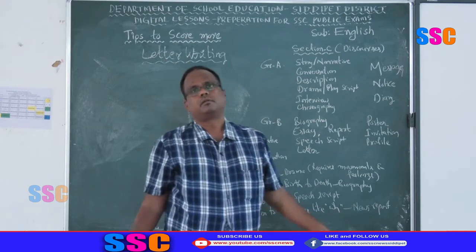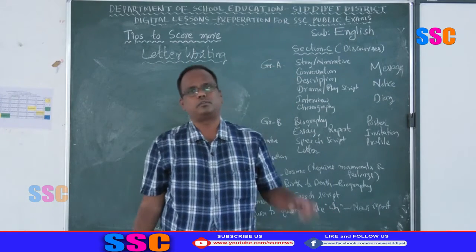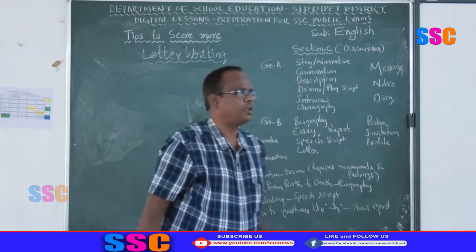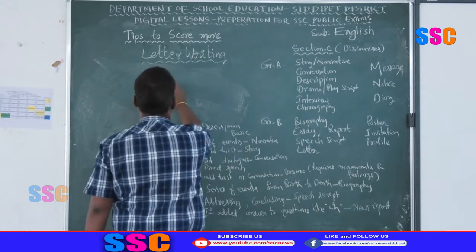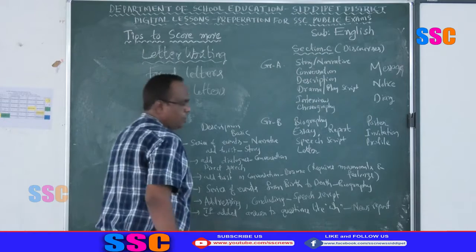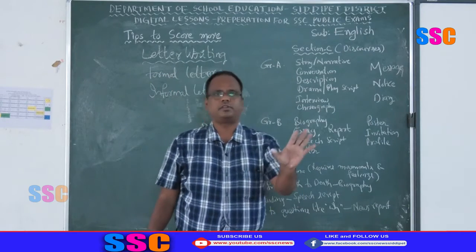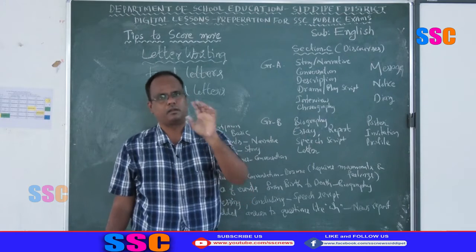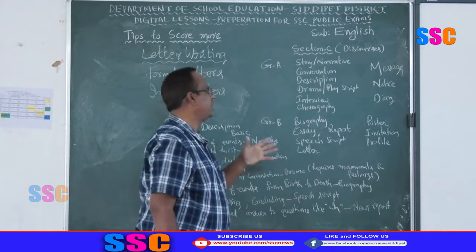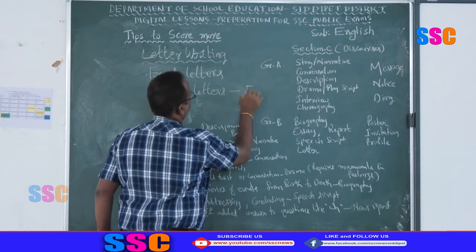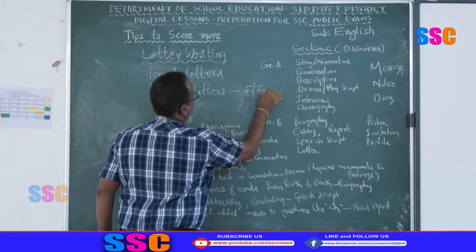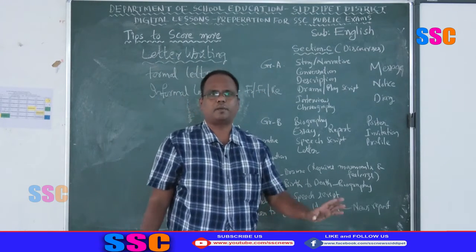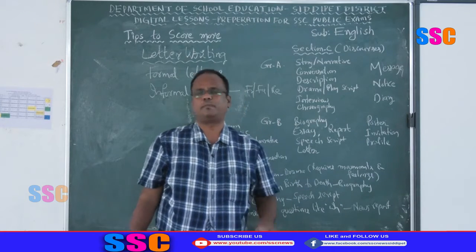Broadly, I can categorize letters into two types: formal letters and informal letters. That's it. What are formal letters and informal letters? Any letter that is written to a friend, a family member or a relative can be called an informal letter. Friend, family, relative. And other than these three types, the rest of the letters can be categorized as formal letters.